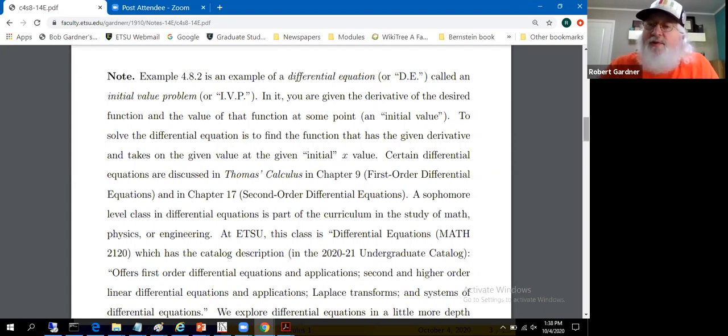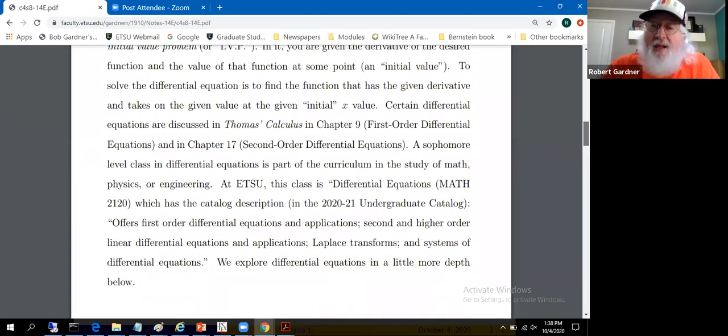Differential equations, in some sense, a lot of the applications of this calculus stuff are related to differential equations. It's touched on in our calculus book. Certain differential equations are discussed in Thomas's calculus in chapter 9. They look at first order differential equations. You would likely do that in calculus 2. Chapter 17, they look at second order differential equations.